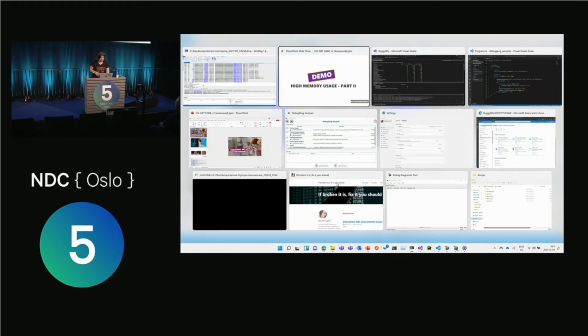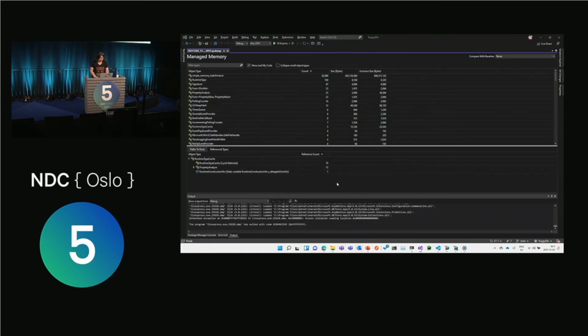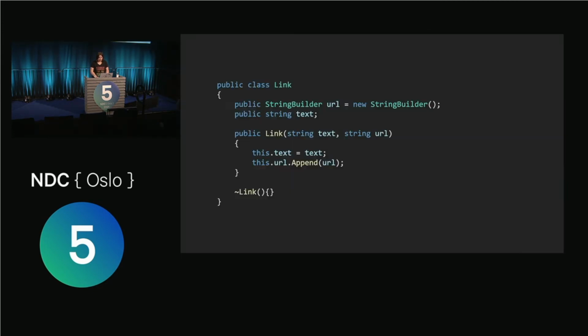Now, one thing that's a little bit funky about this is that if you have a class like this, so you do have a destructor, but the destructor is empty, you still have to go through the finalizer. As soon as you put a destructor on your object, you will need to go through the finalizer, which means that your object will at least survive one collection. So that's a bad thing. If you don't have anything that needs to be cleaned up, don't do this.